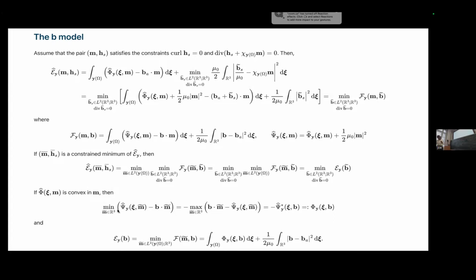At this step, when I have to minimize with respect to m, I have something local that leads to a sort of convex duality, if you want. And this gives rise to the new formulation. Let me see if I can move this up.